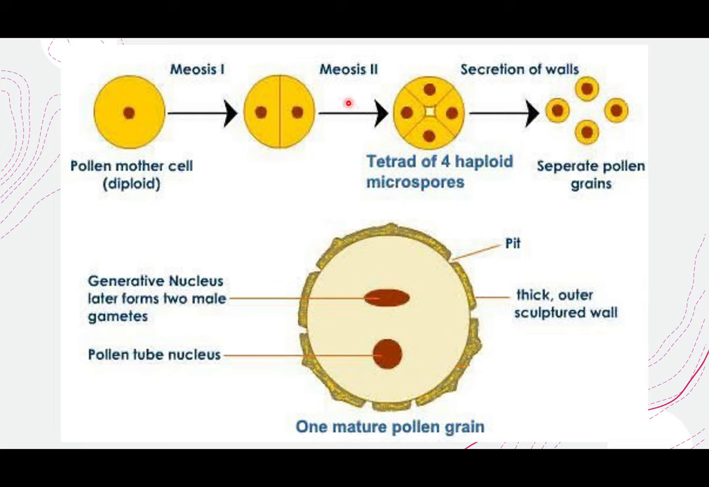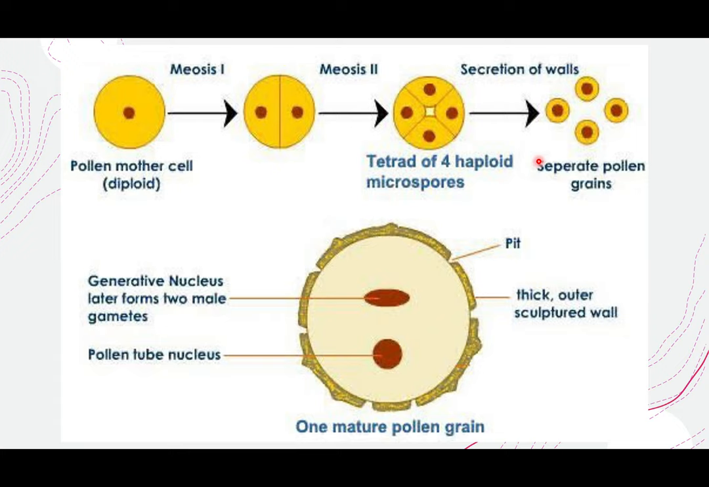And then those 2 diploid cells split again through meiosis 2 to create 4 haploid cells. So this is what we call the tetrad of the haploid microspores. And we know that tetra means 4, so we have a tetrad here with 4 microspores. They're all haploid and they're all combined. And then we're going to have the secretion of walls. So what we're talking about in this step is the separation of the pollen grains into 4 distinct grains. And this is what really happens here. Within the anther itself, there are probably millions upon millions of microsporangia.